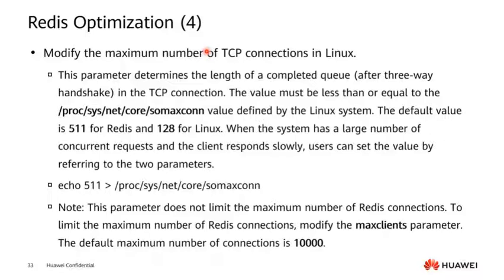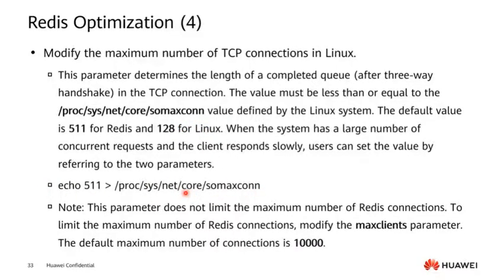This parameter determines the length of a completed queue in the TCP connection. Here, completed means after the 3-way handshake. The value must be less than or equal to the value of somaxconn defined by the Linux system. The default value is 511 for Redis and 128 for Linux. When the system has a large number of concurrent requests and the client responds slowly, we can set the values by referring to these two parameters at the same time. The command is shown in the slide here.